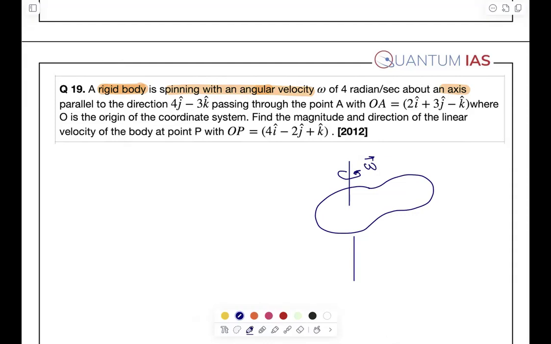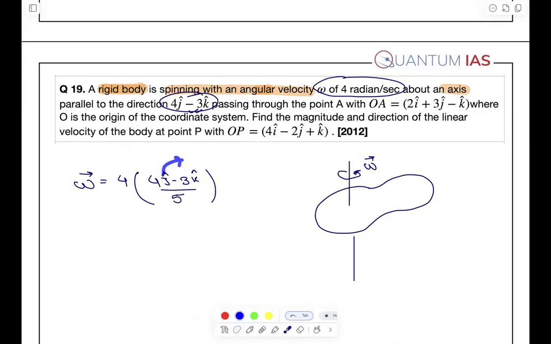Now, here they have given the omega is 4 radian, that is magnitude is 4 radian, and the axis is parallel to the direction of this. That means they have given you omega. So how can we find out omega? Omega is what? We have to write the magnitude and then we have to write direction. So if the axis is passing through this, we have to write its unit vector. So it will be again 4j minus 3k cap divided by 5. The magnitude of 4 and 3, that is root under 4 square plus 3 square, that is 16 plus 9, 25. So root 25 is 5. So this is the omega they have given.